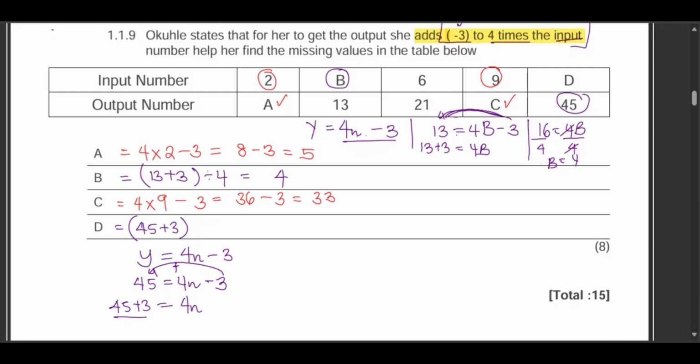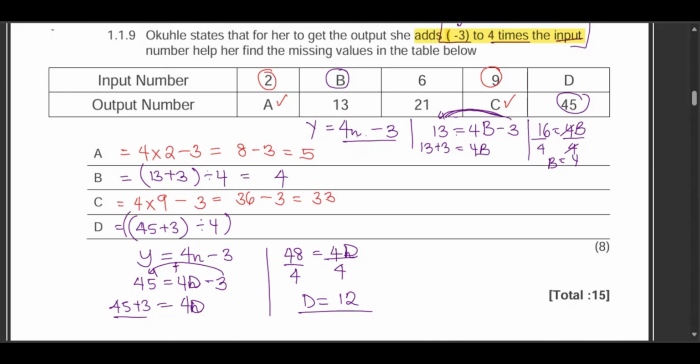So when you add these two, what do we end up having? We have 48, giving us 4n. But remember, it's d now, by the way. It's no longer n, it's d, because we filled it. So we shall divide through by 4. Our d will become 12. So the value of d equals 12.